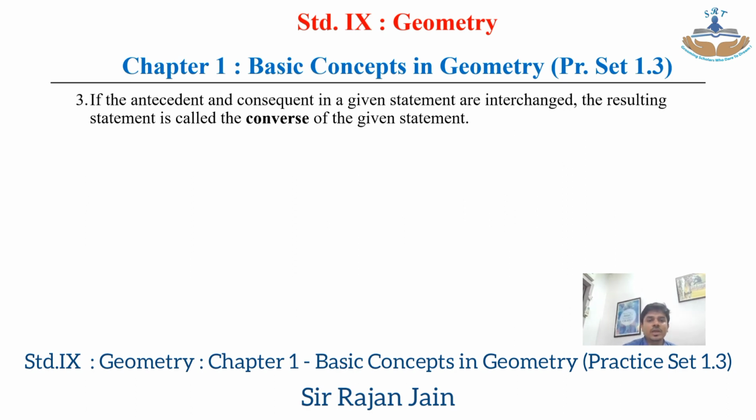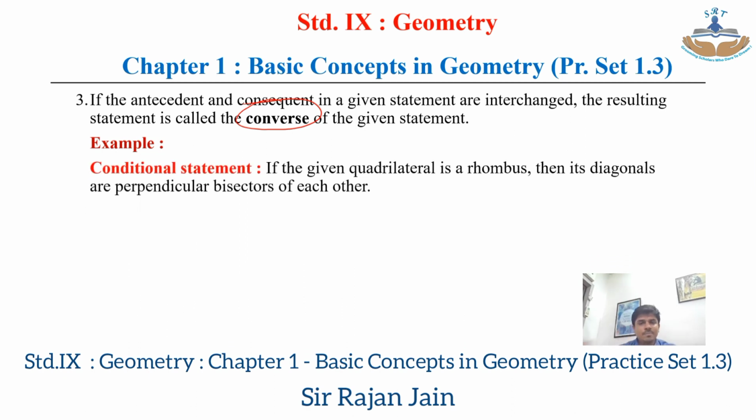Here we are talking about the converse of the given statement. Now, to get the converse, you just need to reverse your statement, meaning interchange the antecedent and consequent. Let's see using an example. If the conditional statement is: if the given quadrilateral is a rhombus, then its diagonals are perpendicular bisectors of each other. Now, what is the part after then here? Its diagonals are perpendicular bisectors of each other.